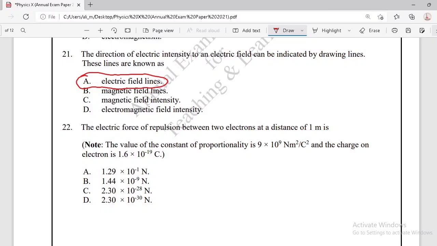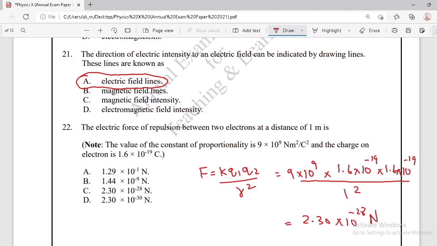In question number 22, the electric force of repulsion between two electrons at a distance of 1 meter. So we have to find the force that is equal to K Q1 Q2 over R square. After substituting the values of Q1 and Q2 and K, this is the value of K and this is the value of Q1 and Q2. And this is the distance between the charges, R. So after substituting the values, the correct answer for question number 22 is option C.